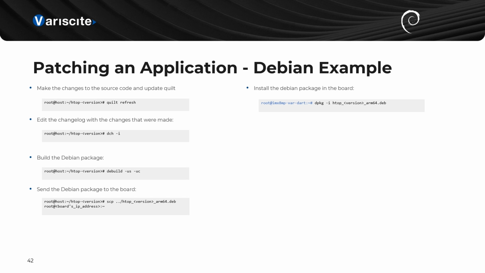After the Debian package is created, we can send the package to the board and install it on the board using dpkg -i and the package name. And that's it. You changed the application and then you installed it again on your board.